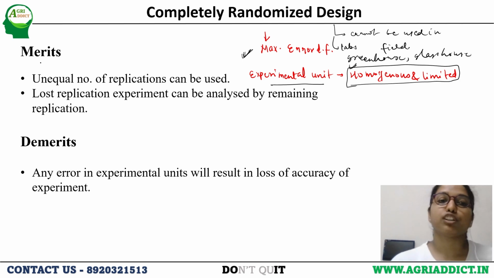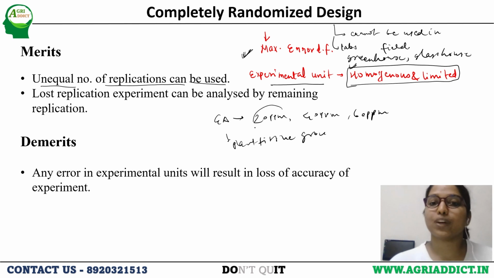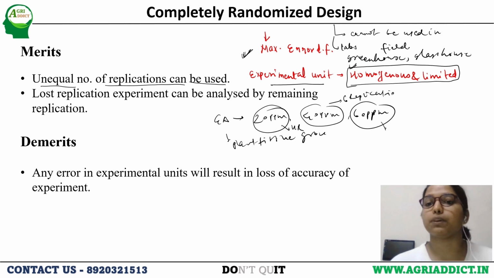Okay. So what are the merits of completely randomized design? Unequal number of replications can be used. Say we are taking gibberellic acid doses, 20 ppm, 40 ppm, 60 ppm, and we want to see the effect of this GA on plant tissue growth. For 20 ppm, we can make 4 replications. For 40, we can make 6 replications. It depends on us. And for 60 ppm, we can make 5 replications. We do not have to keep replications equal for each treatment.